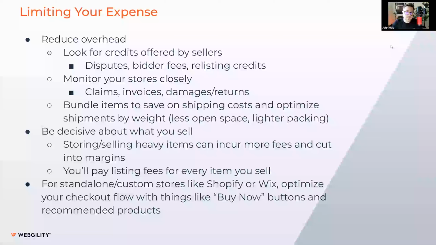And then if you do have a custom store or standalone store like Shopify, you can optimize your checkout workflow. So things like buy now buttons, trust signals, and recommended products are all things that encourage people to continue to buy from your platform, and feel safe in doing so, right? If they see that you've made the process of checking out as easy as possible, they don't have to add to cart and then go to cart and then check out. You can hit buy now if they know that they're only going to buy that one thing, and it takes them to check out immediately. So things like that can really indirectly impact the profit that you receive as a business.